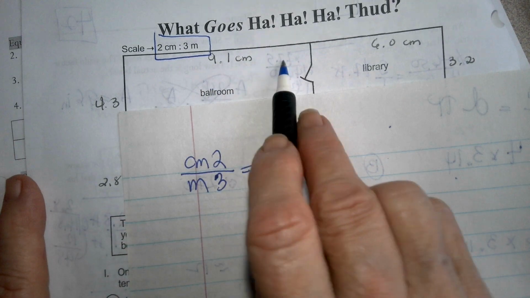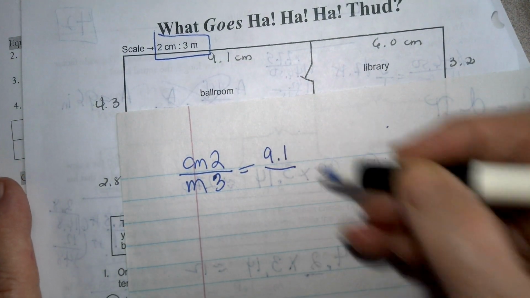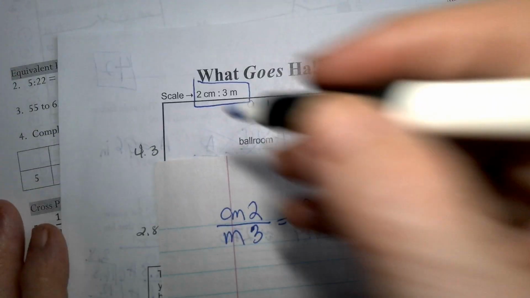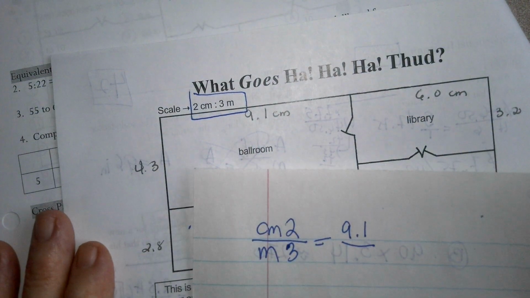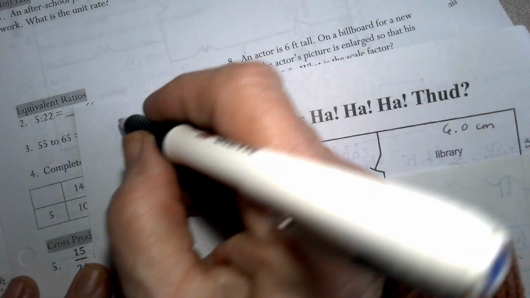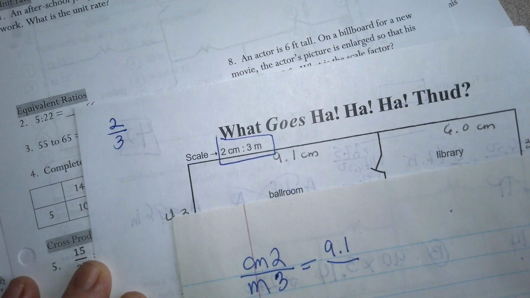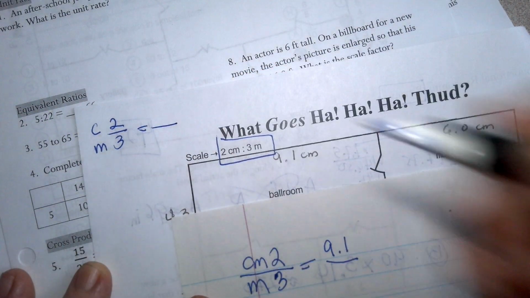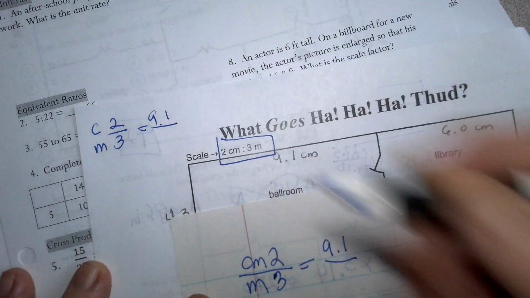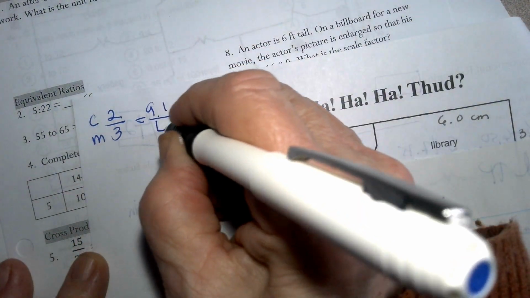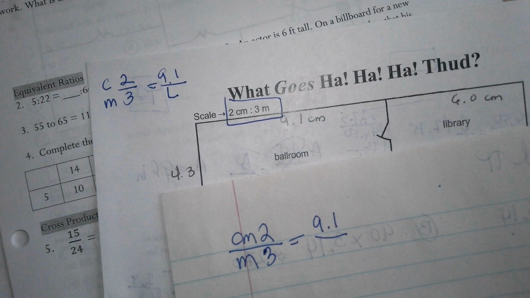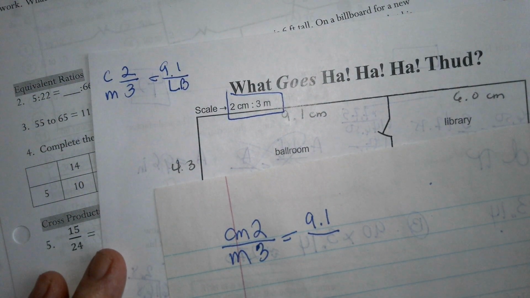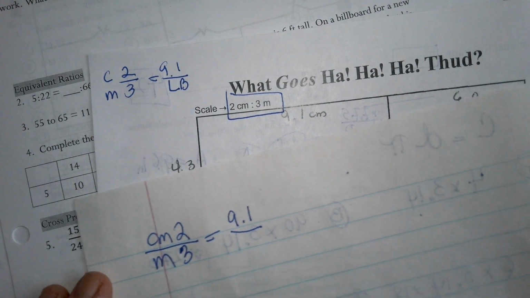On the top, because that's the centimeters. So 9.1, and I'm looking for, well, do it over here. We're not going to do very many. So do it over to the side somewhere. So put your 2 over 3, which is centimeters to meters. And then I'm going to put the 9.1 centimeters, and this is the length of the ballroom. I'll just put LB, the length of the ballroom. And then what would we have to do to solve that? Cross multiply.